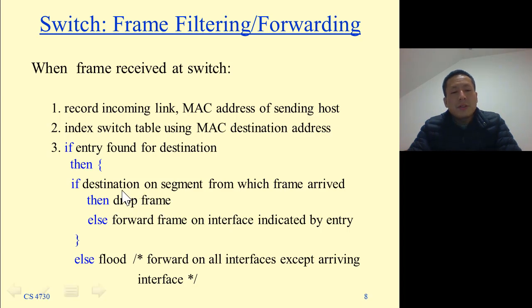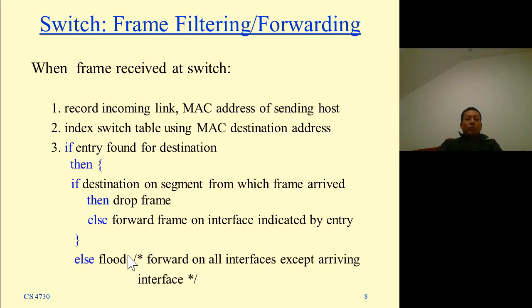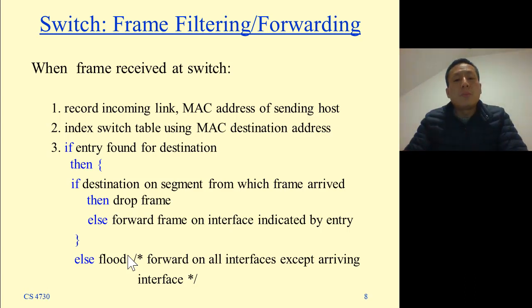If the destination address is not from the same segment the frame was sent from, then you forward the frame to the interface indicated by the entry, basically the other port. That makes sense. If no entry is found for the destination, you cannot tell where to forward this frame. So in this case, what we do is flooding. Basically, you send it to all the interfaces of the switch, like a broadcast. So it's quite simple.